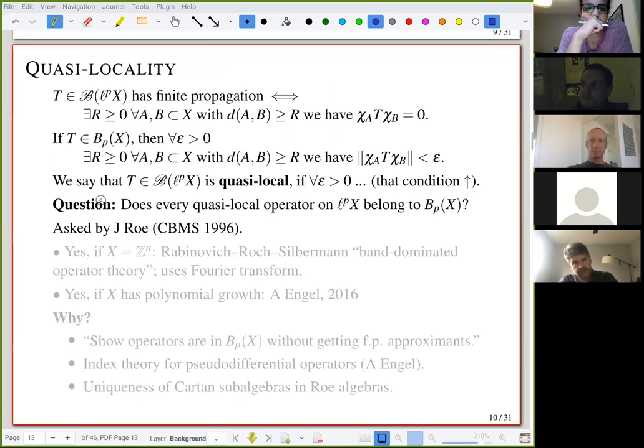Okay, so defining quasi-locality. First, let me reformulate finite propagation with these cut-out portions of a matrix. An operator T has finite propagation if and only if the following holds: there exists an R so that if I take any subsets A and B of X which are at least R apart, meaning that the distance between two sets is the infimum of the distances of all pairs of points, one from each, then if I cut down T by those two sets, I should get 0, literally. If you think about how the cutting down works, that's precisely the condition. If T is supported on a band, then if I cut out a piece which is at least R apart from the diagonal, I should get the 0 operator. That's finite propagation.